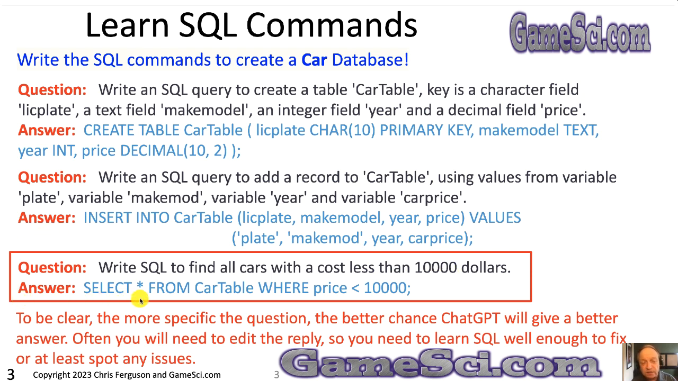Answer, select star from car table where price is less than $10,000. Wow. To be clear, the more specific the question, the better chance ChatGPT will give you a better answer. Often you'll need to edit the reply, so you need to learn SQL well enough to fix or at least spot any issues. But it learns.